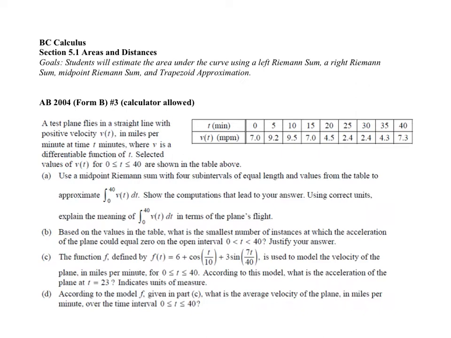So here's our first one. It's from 2004. It is Form B, so they used to release both Forms A and B on a regular basis. So this is number 3 from 2004, and it is a calculator allowed problem.